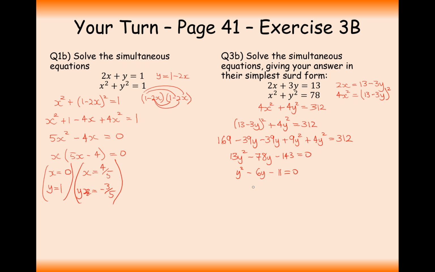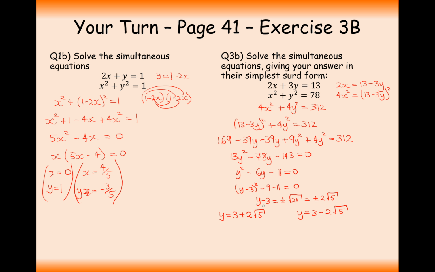Right, so let's solve this now. So let's complete the square. So y minus 3 squared minus 9 minus 11 equals 0. So y minus 3 equals positive or negative root 20. Root 20 can be rewritten as 2 root 5. So my two answers here are going to be y equals 3 plus 2 root 5, when I add 3 onto the other side, and y equals 3 minus 2 root 5.